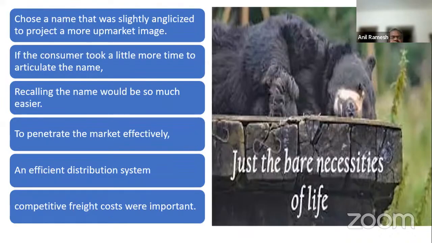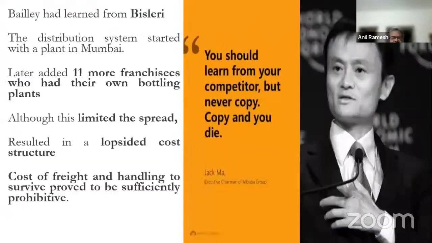So they wanted to choose a name that was upmarket. All these are about the name. They picked a name called Bailey because it sounded like a European name. For example, Peter England is an Arvind Mills brand, but it looks very nice. Van Heusen too. These are all Indian brands, but they look like foreign brands. So they picked a name called Bailey.